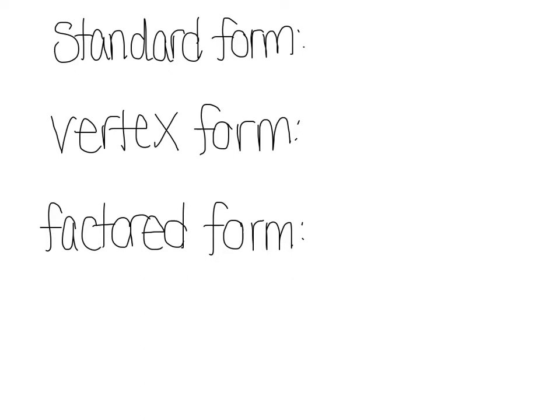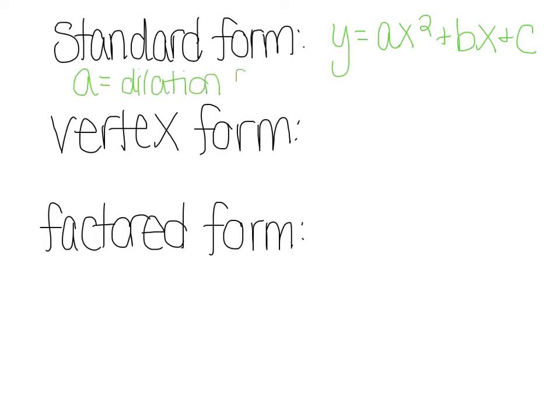First thing we need to do is review the three different forms of quadratics that we've studied in class so far. The first one is standard form, which is y equals ax squared plus bx plus c. A couple different things to note about standard form. First of all, the a in standard form is going to be our dilation factor. This is going to be what our vertical stretch or compression is. It's going to be making the graph narrower or wider. It is always the leading coefficient of the quadratic term, which is a.